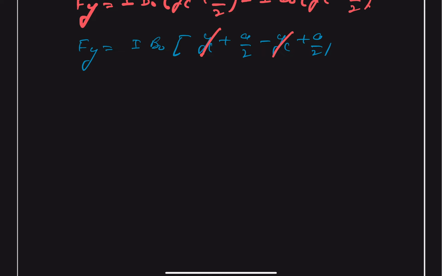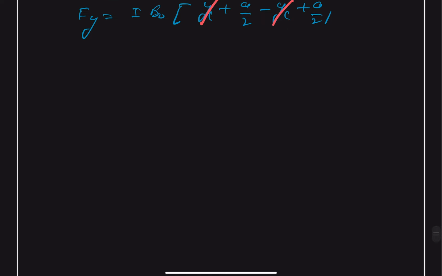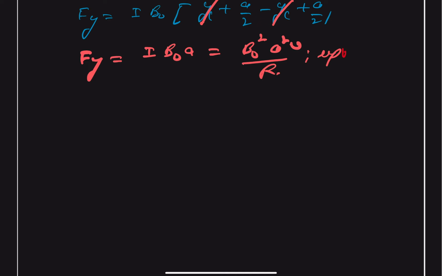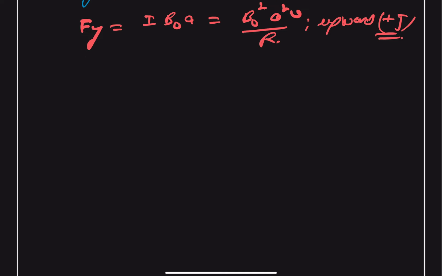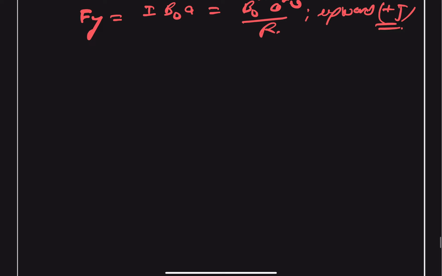Yc and Yc cancel out, so we can write that our Fy will be equal to I B naught, and this comes as A. And the value of current we already know, so we substitute here, we get this as B naught square A square V divided by R, and it is in the upward direction. Upward means plus J. And now we come to the final part, that is the speed Vt and the terminal velocity.